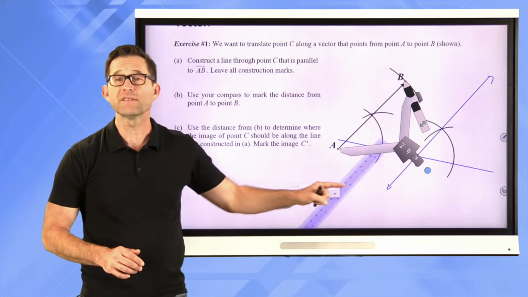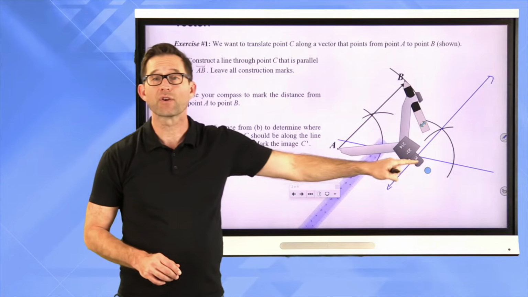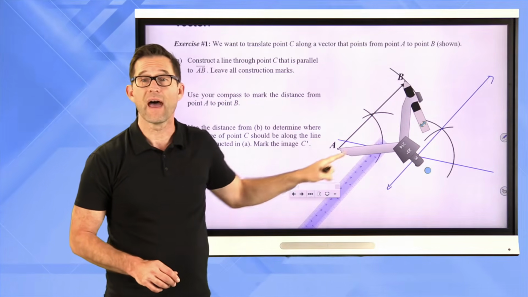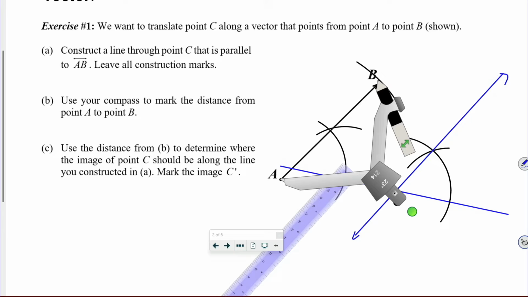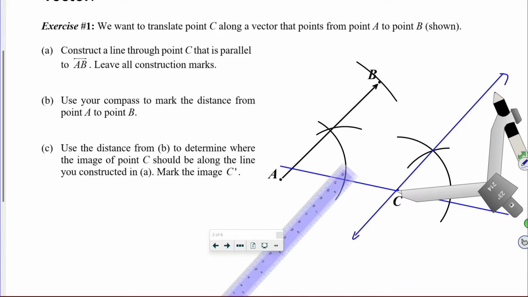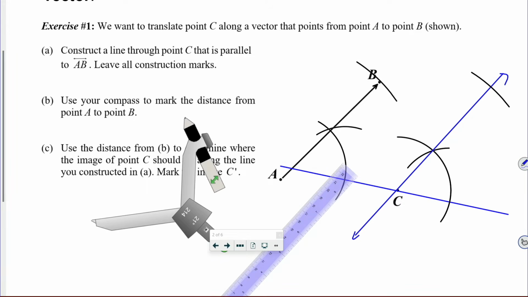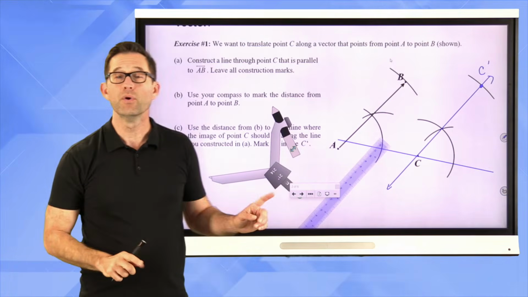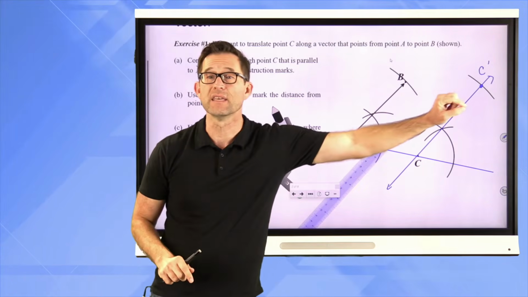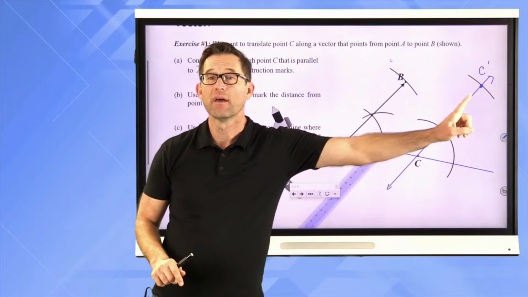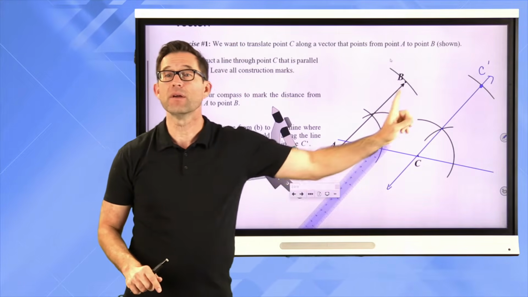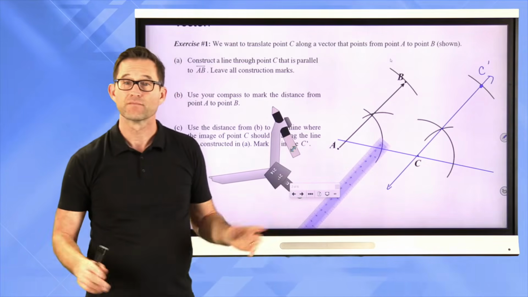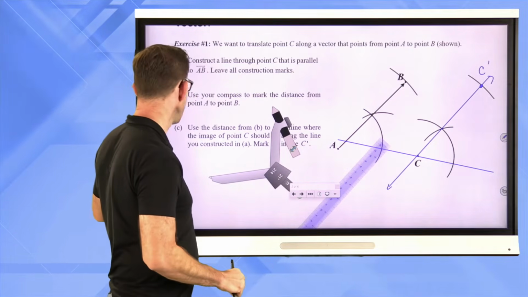All right, so this line defines the direction of the vector. This now defines the length of the vector. So I can now bring this over, put it on point C, and use it to determine where C prime should go. And there we have it. We have now moved C, or translated C, both in the same direction as the vector and in the same distance as the vector. And that's it. That is a translation.